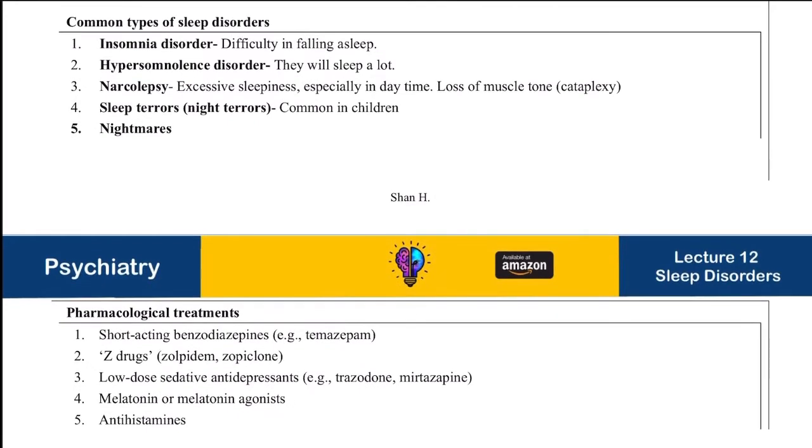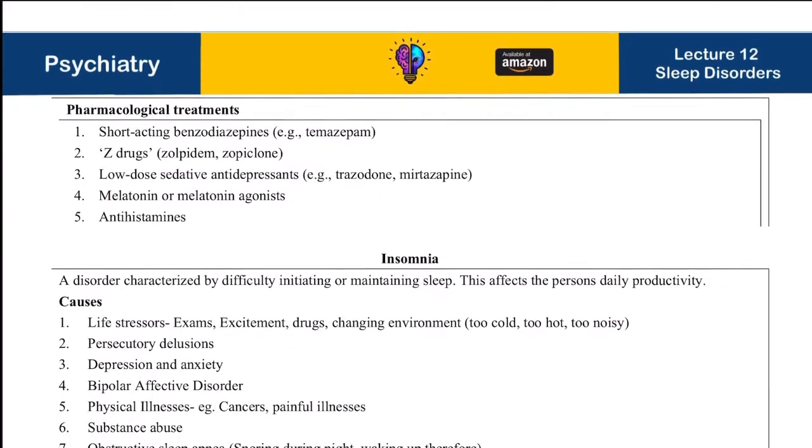Now, the sleep disorders that we will talk about include insomnia disorders. This is difficulty falling asleep. Hypersomnolence disorders, where they would sleep a lot. Narcolepsy, sleep terrors, and nightmares. Let's go into detail of these now.